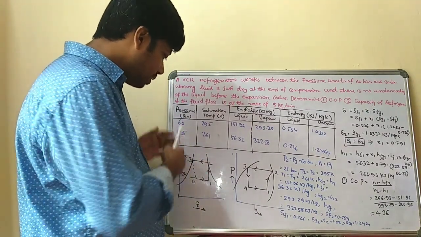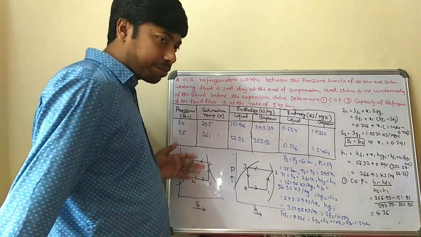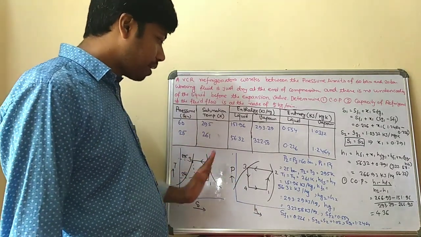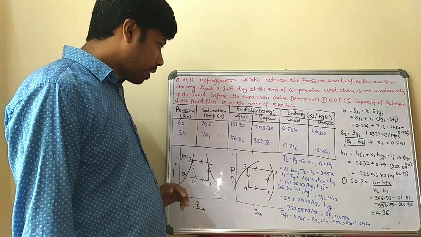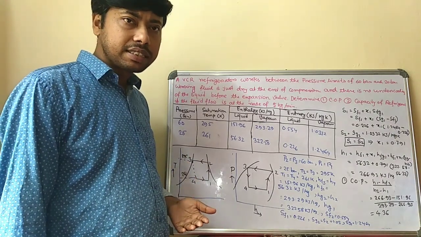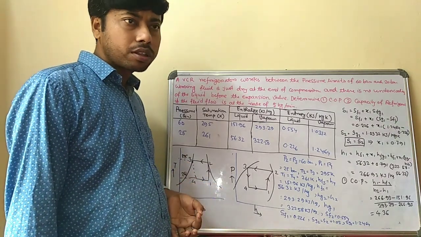Now this is a TS and pH diagram plot, that is, temperature-entropy and pressure-enthalpy plots. And as you know, in the VCR system or VCR cycle, there are 4 processes.